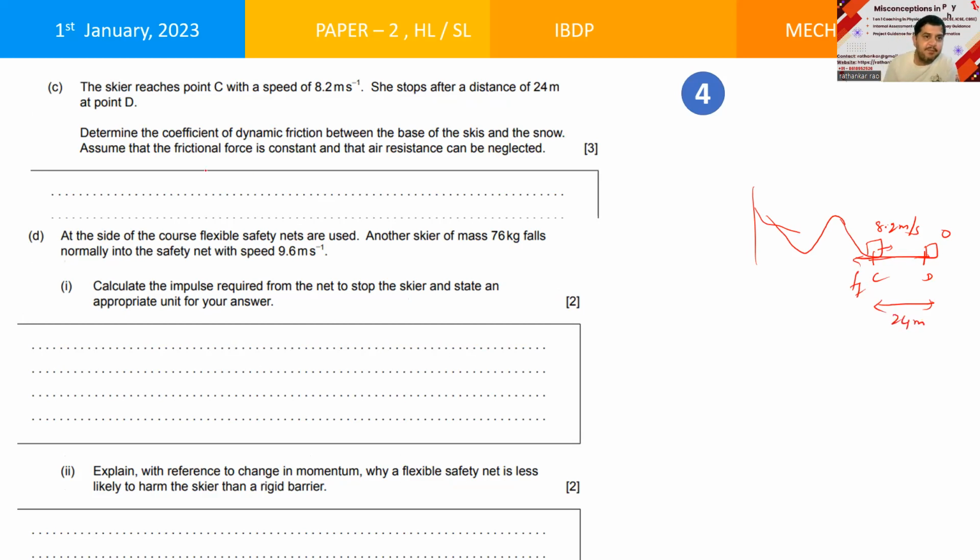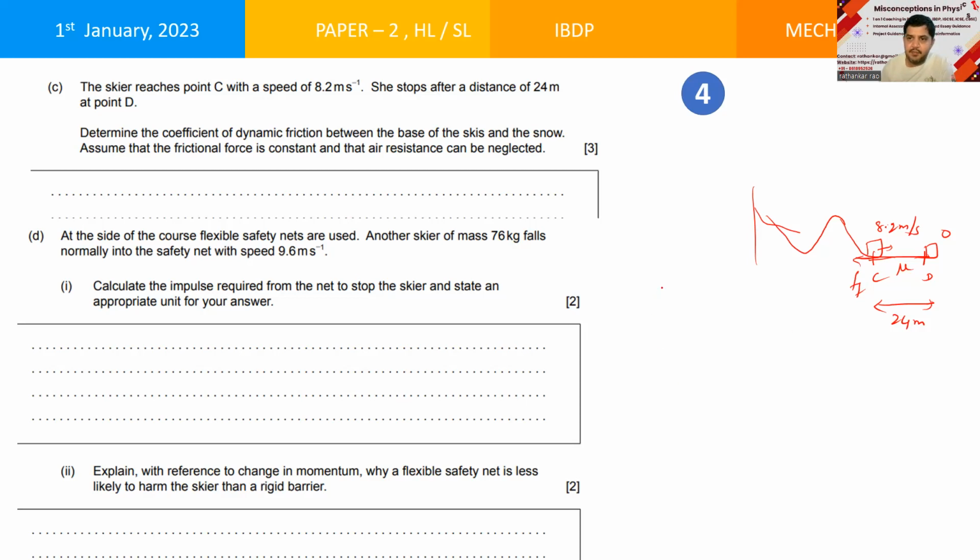Now what is being asked? Determine the coefficient of dynamic friction. What is the friction value of mu here? Okay, between the base of the skis and the snow. Assuming that frictional force is constant and air resistance can be neglected. We need to find out.